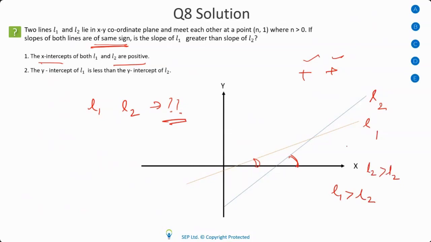Since I don't know exactly which one is what, I will not be able to figure out whether the slope of L1 is greater than the slope of L2. So this statement is not sufficient. So the answer cannot be A or D. Now, what is the learning here?